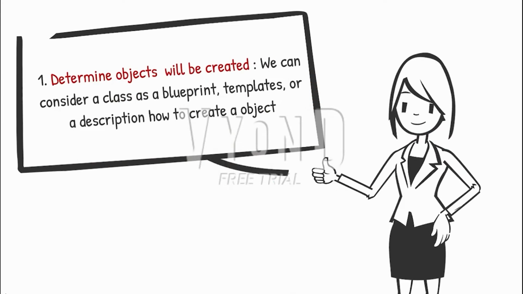Next, my subtopic is the use of color and texture pattern. Firstly, the function of use of color and texture pattern is to determine the object that will be created. For example, we can consider a class as a blueprint, template, or a description of how to create an object.